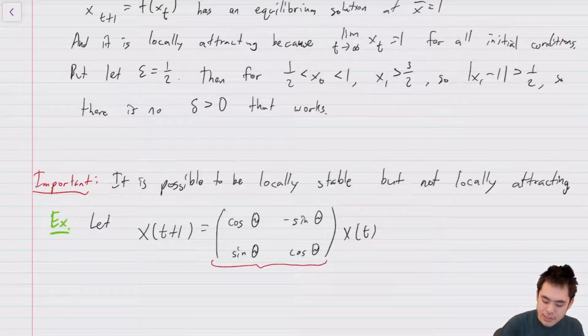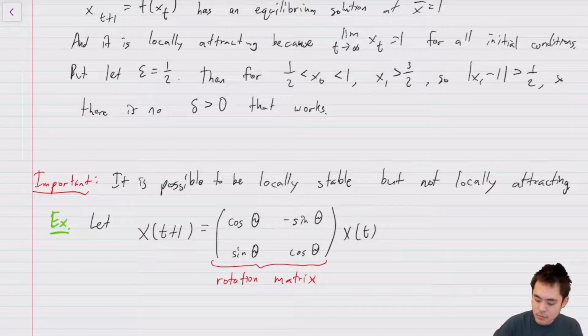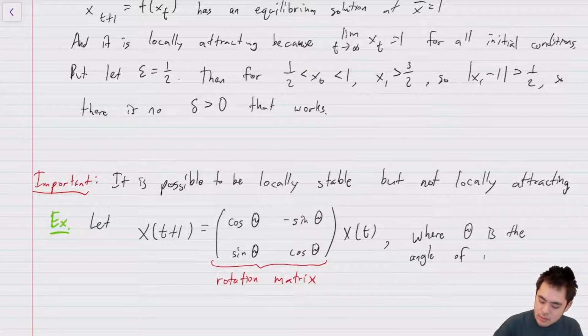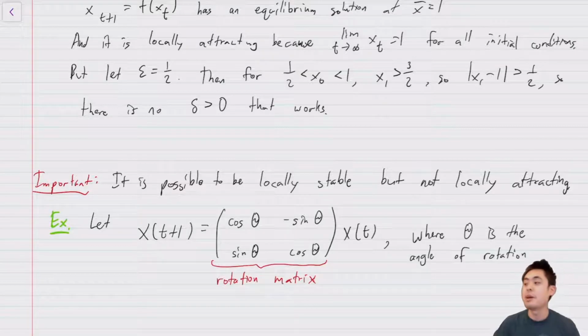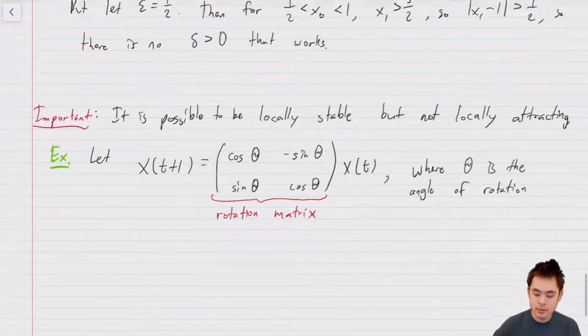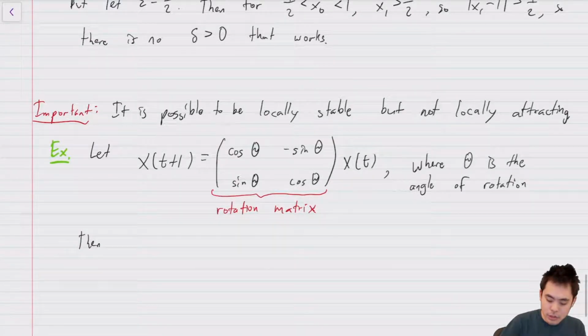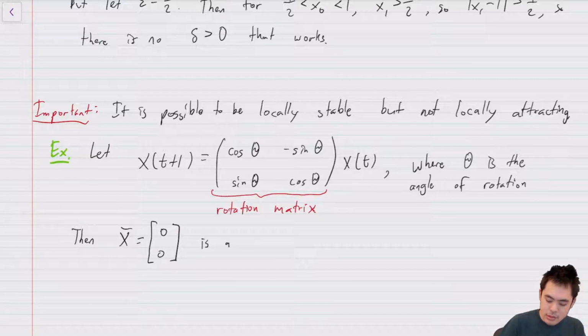Now, you should hopefully recognize this as a rotation matrix, where theta is the angle of rotation. So that's the amount you rotate by in each step. Well, then we know that x bar equal to the origin, 0, 0, is a locally stable equilibrium.